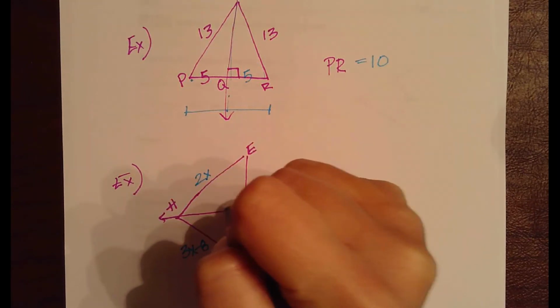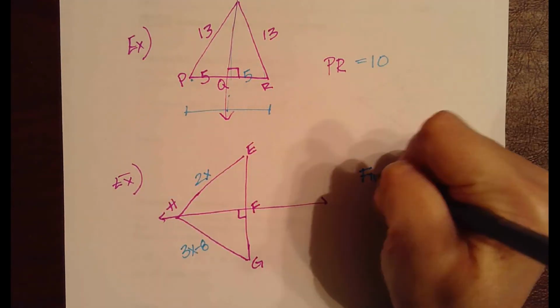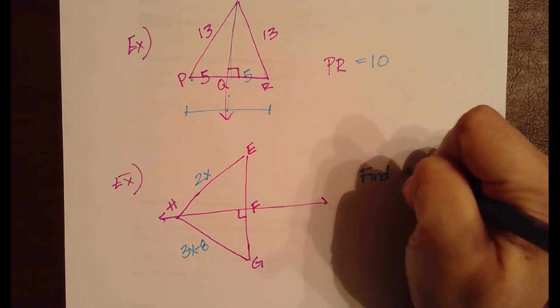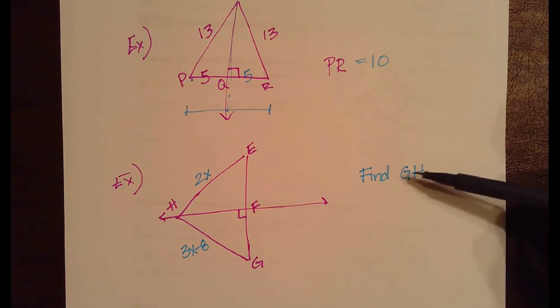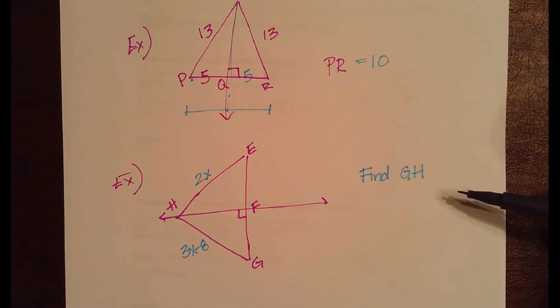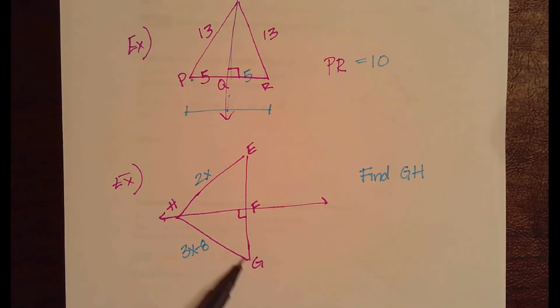So our goal is to find the distance from G to H. Remember, when I write the letters like this, it means you're finding the distance from point G to point H. We're not doing the line segment or anything. So just understand what we're asking you to find. What I'm asking you to find is this length right here, G to H.